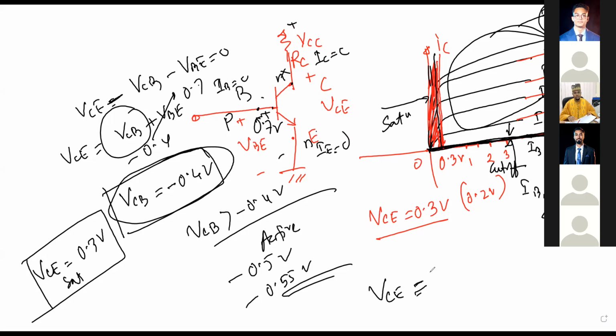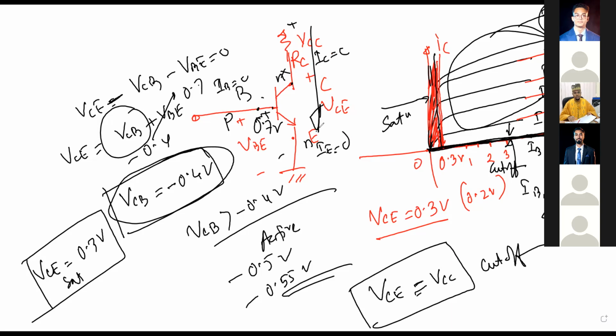So VCC, and there will be no drop here. So VC will be VCC for the cutoff. You understand it or not? Hello? Yes, sir. You apply your Kirchhoff voltage this way. And when it is in the saturation mode, I have already told you this voltage will be, say, minus 0.4, and that will be your 0.3, and which will be your initial, take 0.